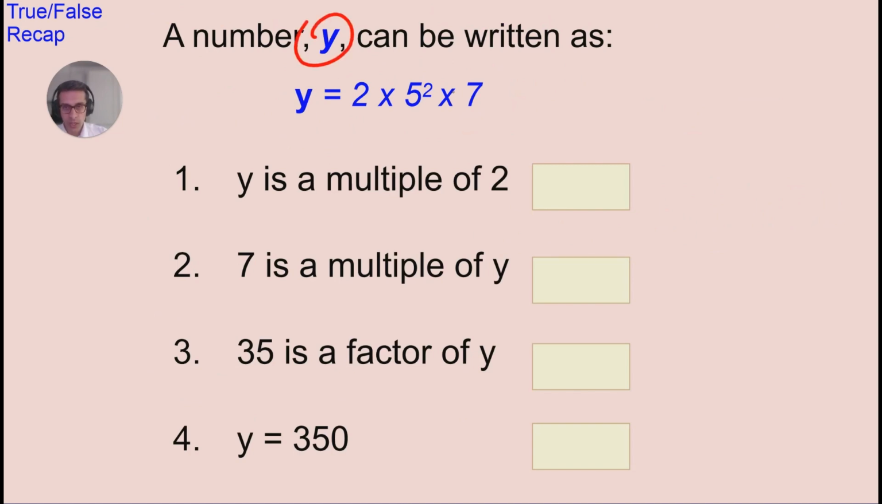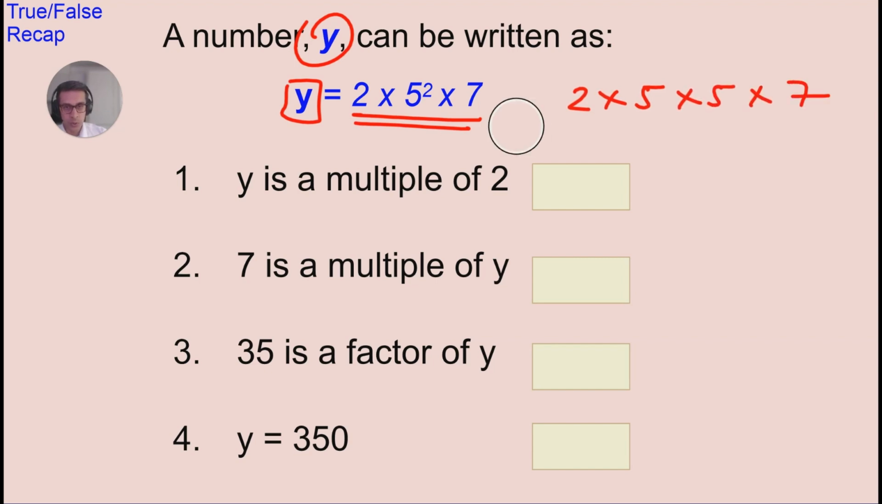So this is a true or false. We're not going to work out the number y itself. We're just going to be using the fact that we can represent this number as 2 times 5 times 5 times 7, or 2 times 5 squared times 7. So true or false, y is a multiple of 2. Well, this number here is in the 2 times table. So we know that 2 is a factor. So 2 goes into it, which implies that it is a multiple of 2. Essentially, it's 2 times whatever this gives us. So yes, this is true.